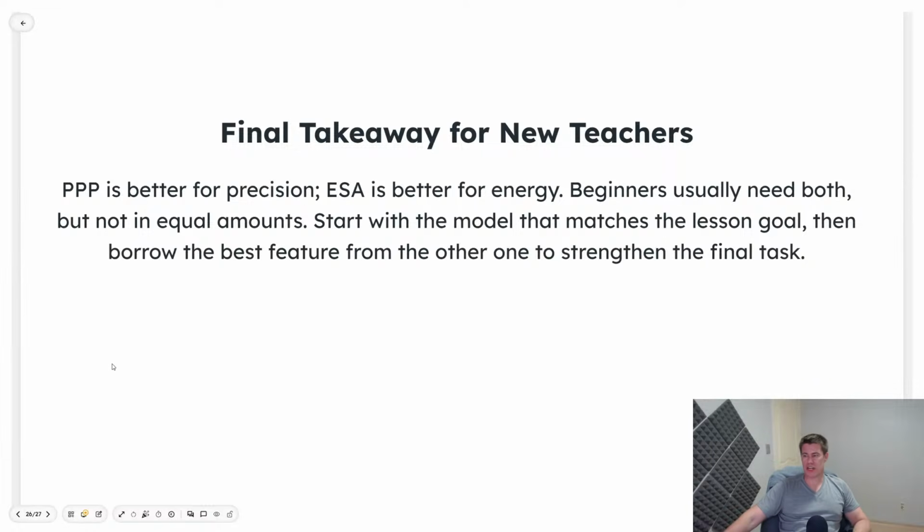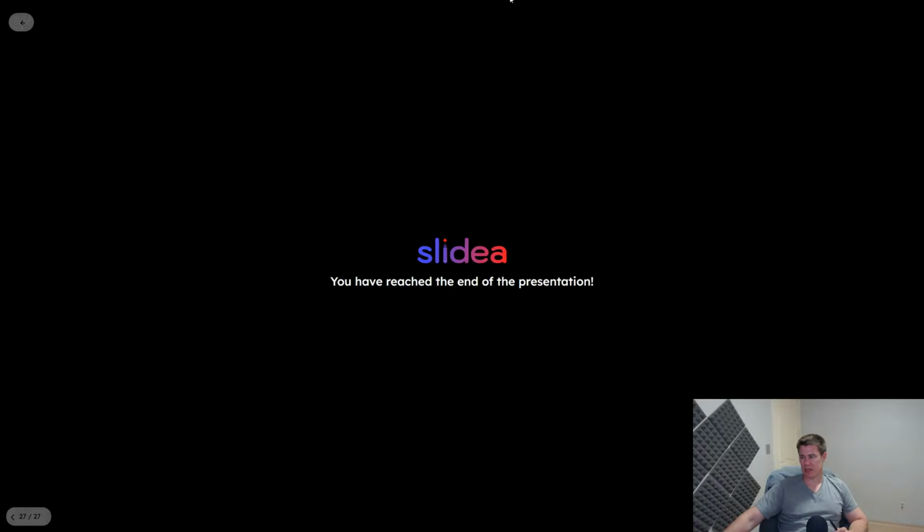Okay, so the final takeaway for new teachers: PPP is better for precision. ESA is better for energy. Beginners usually need both, but not in equal amounts. Start with a model that matches the lesson goal, then borrow the best feature from the other one to strengthen the final task.